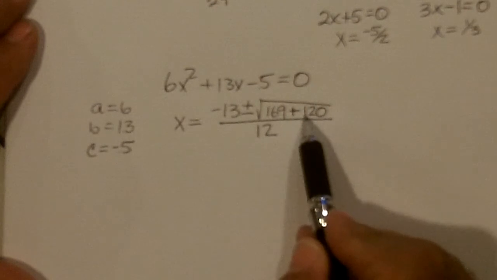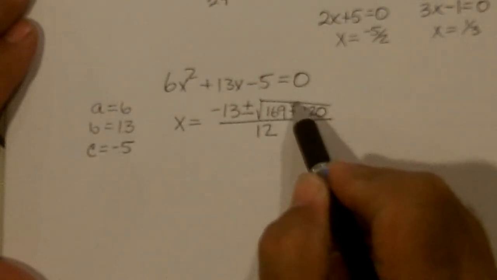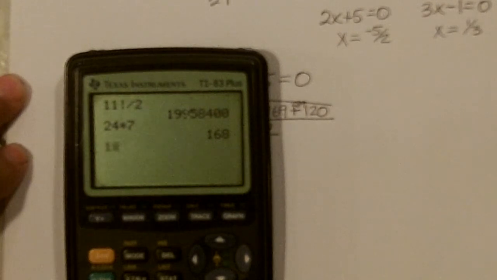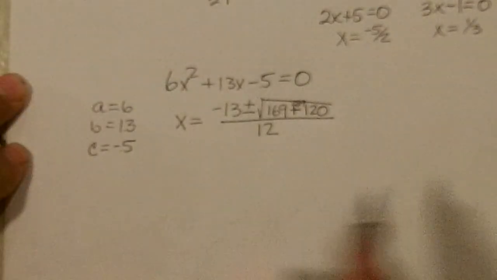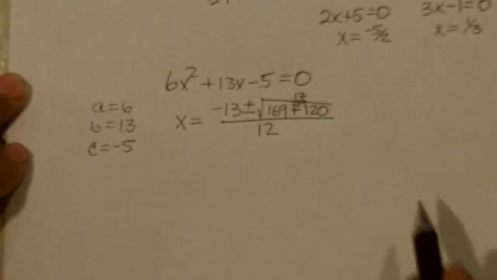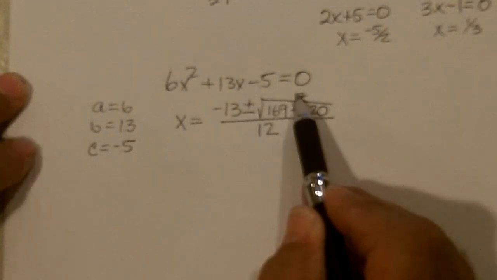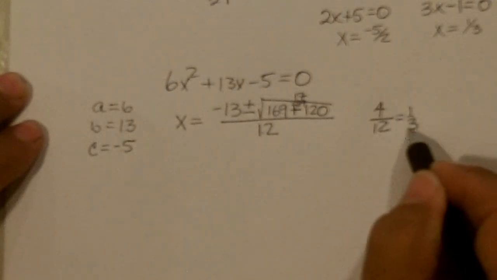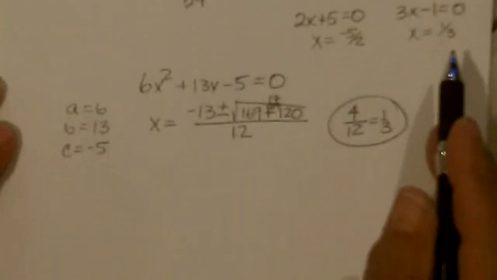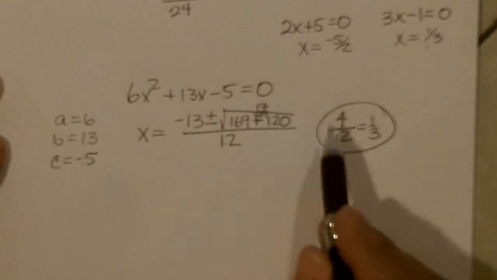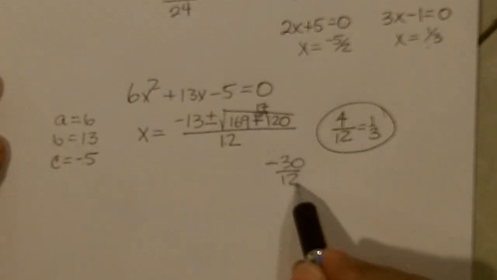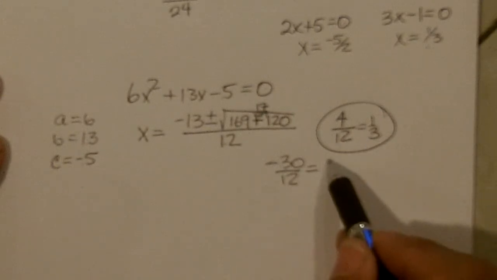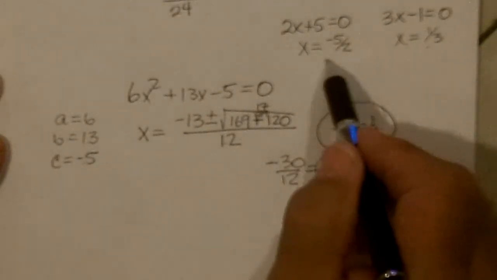So 169 plus 120 is 289, and the square root of 289 is 17. So this part is 17. So I have negative 13 plus 17, which is 4 divided by 12, or 1/3, what we had before. And negative 13 minus 17 is minus 30 over 12, which 6 goes into both of those and makes negative 5 halves, what we had before.